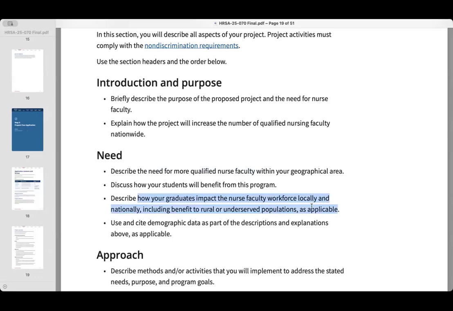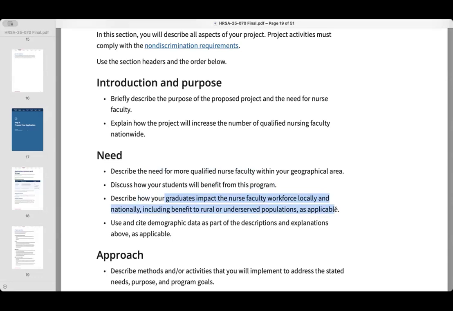This is one of those questions, how students will benefit. You can back that up with data, but it's a pretty easy narrative to write. This one here is where you might want to do some research and, in fact, make a running list of things related to this that you want to gather to make writing the narrative easy.